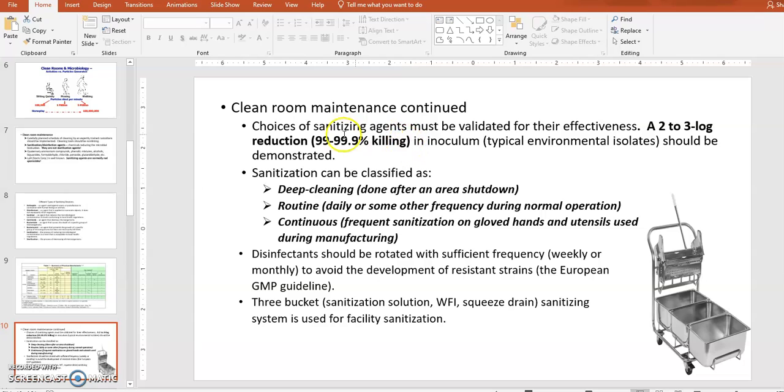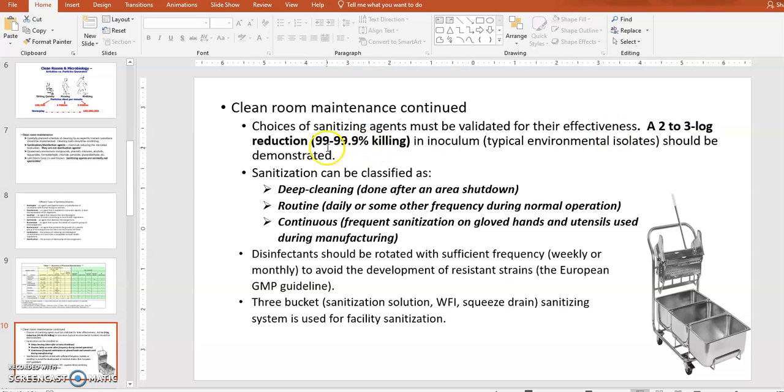That's the rule. When you sanitize the cleanroom area, you have to use effective sanitizing agents. Those sanitizing agents are effective, so their efficacy should be demonstrated through a study. So you have to be able to see a 2 to 3 log reduction. So what's a 2 to 3 log reduction? Log reduction means 1 log is 1/10th, so 90% kill. 2 log reduction is what? 1/100th, so almost 100% kill. And 3 log reduction would be 1/1000. So that's a significant reduction.